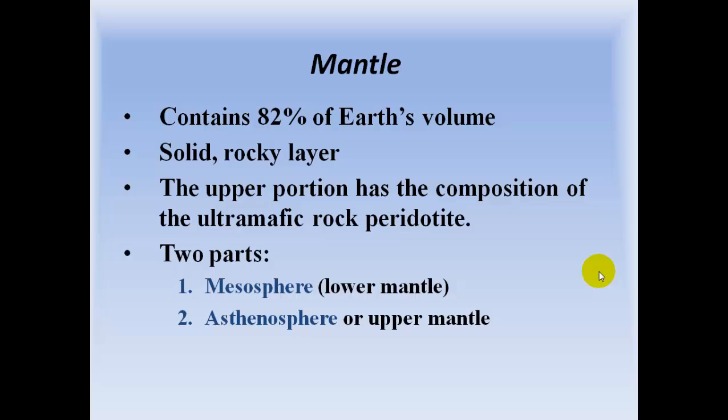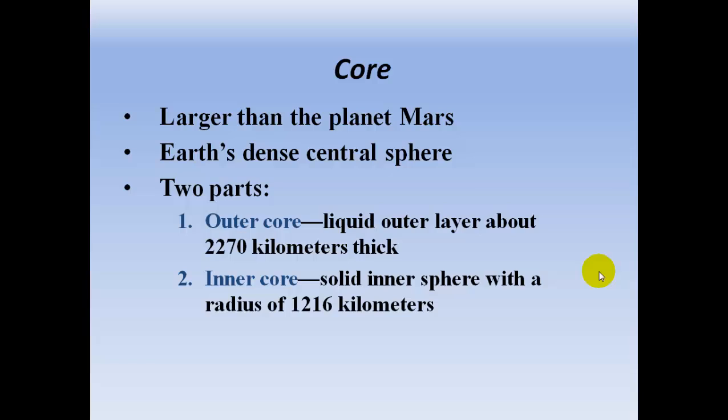The mantle contains 82% of Earth's volume. It's a solid rocky layer. The upper portion is composed of the ultramafic rock peridotite. There are two parts: the mesosphere, the lower mantle, and the asthenosphere, or the upper mantle.